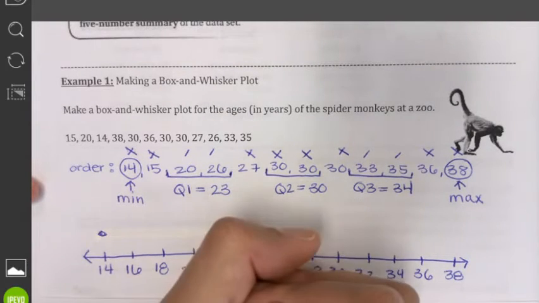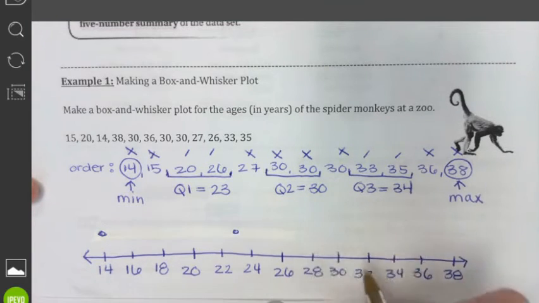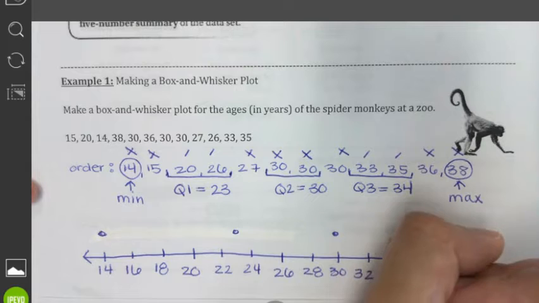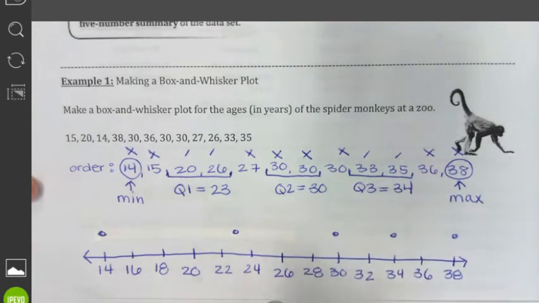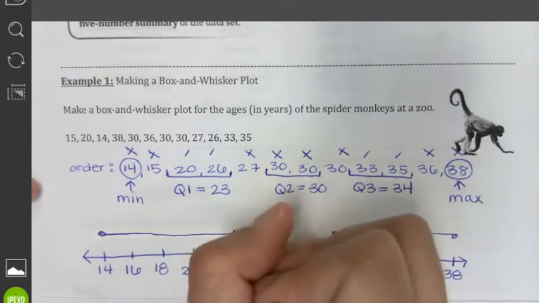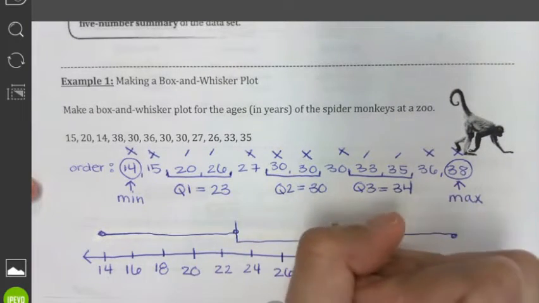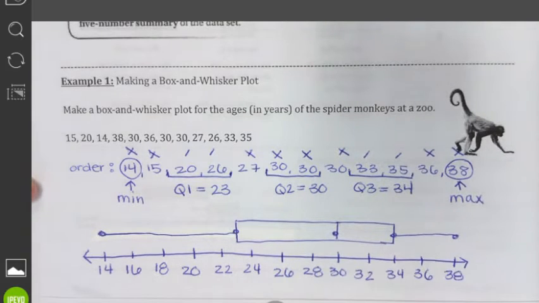Our quartile 1 is in between 22 and 24 at 23. Our median is at 30. Our quartile 3 is at 34, and our maximum is at 38. So now we have to create our whiskers on the outside and our boxes on the inside. And that is how you create a box and whisker plot from a data set.